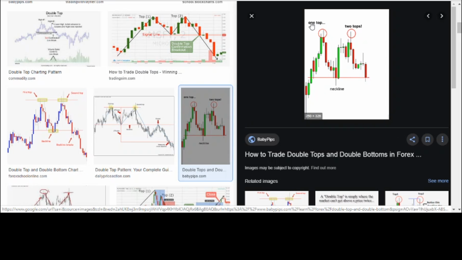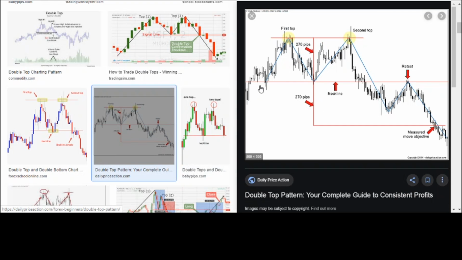Here goes the market up, the uptrend, then this is the first top, then it comes down, this is the neckline, and then this is the other top, and then the fall. Let's find another example. This is how the market goes up, first top, then it comes down, and then this is the second top. You can see here the market did not go as high as this place. That is why this is basically not considered a double top.